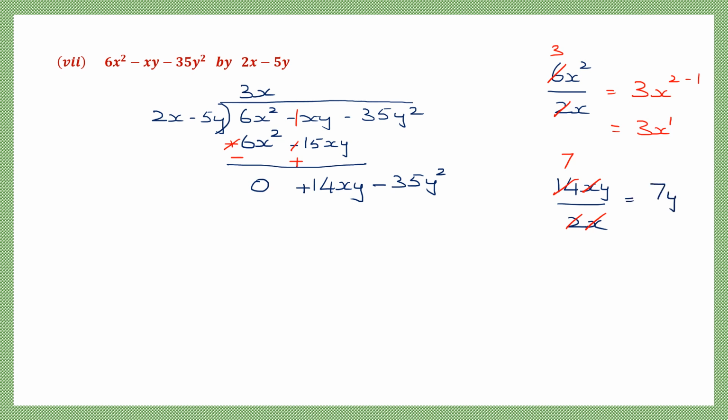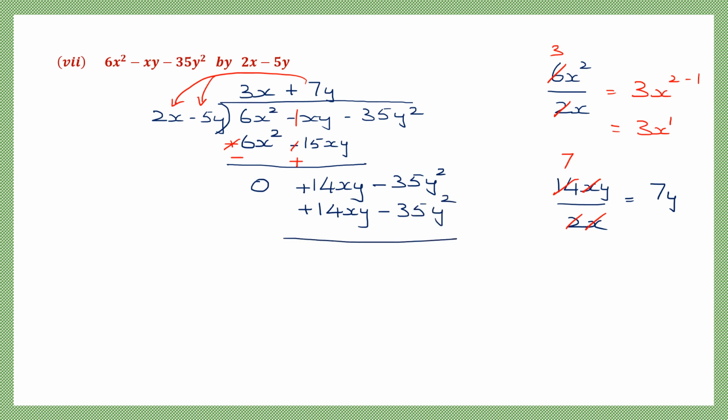So let me write that, plus 7y. Now multiply 7y into 2x. The sign is plus, 7 twos are 14, x into y is xy. Now we are multiplying 7y into −5y. Plus into minus is minus, 7 fives are 35, y into y is y to the power of 2.